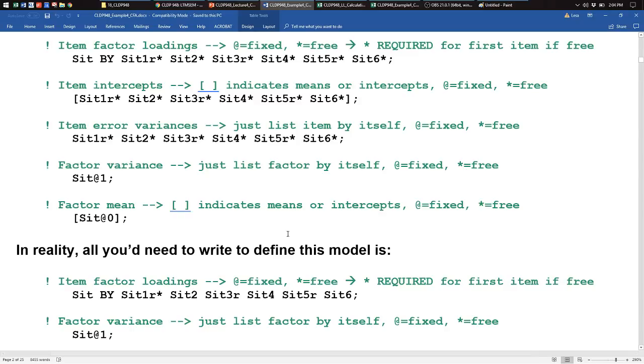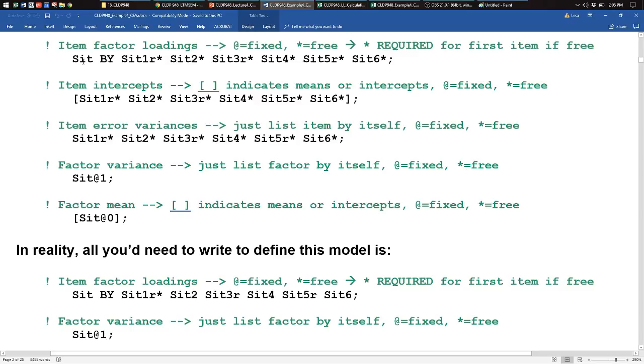So this is what I'm going to ask you to do this way. This is the z-score factor method. That means fix the mean to 0, fix the variance to 1 for the factor. Estimate all the loadings, estimate all the intercepts, estimate all the residual variances.